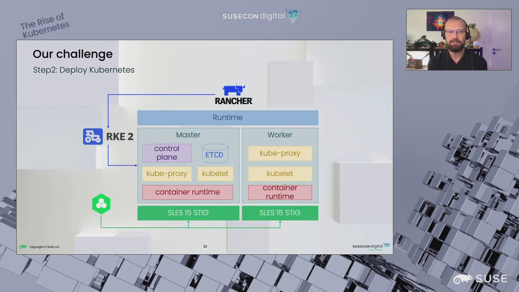So basically, the stack would be on top of the operating system provisioned by SUSE Manager. We will have the master, and with the container runtime, you recognize the different components of a Kubernetes master: the etcd, the control plane, the kube-proxy, and the kubelet, of course. And we'll have also the worker with the kubelet and the kube-proxy. On top of that, we will have later on the runtime, and Rancher will be deployed on top.